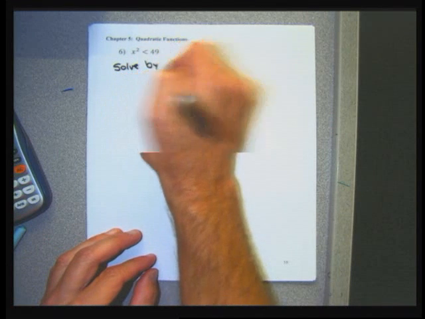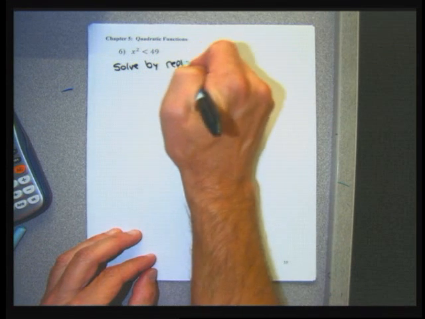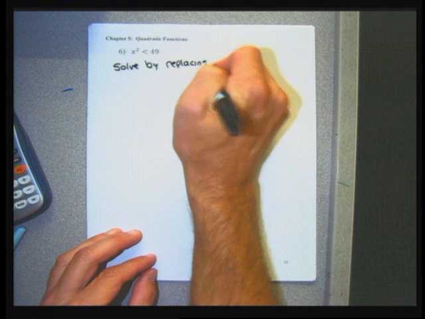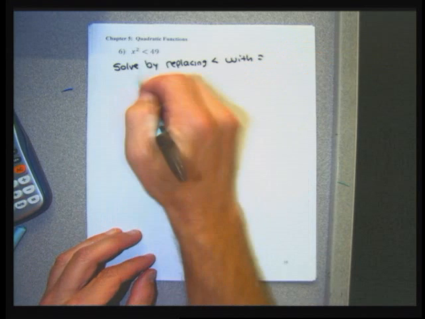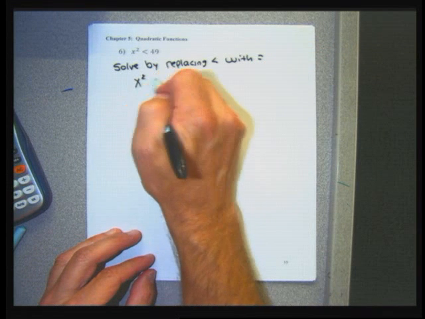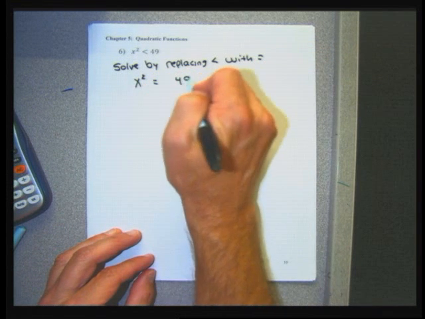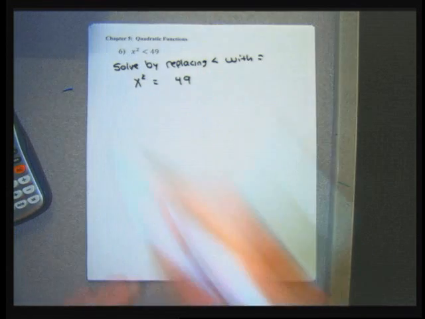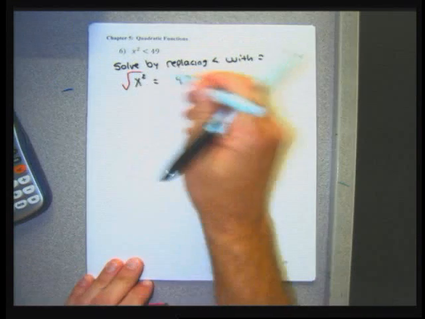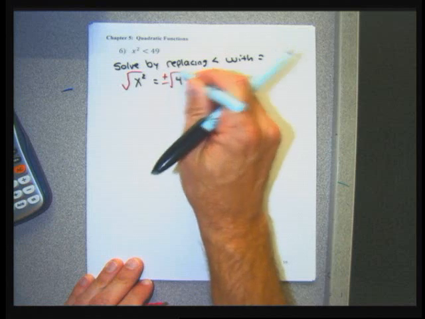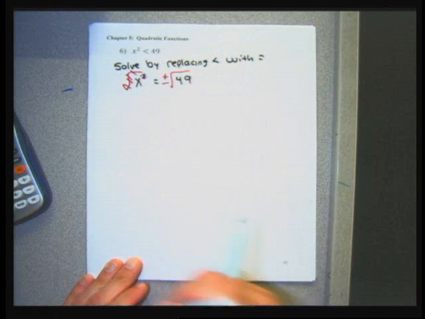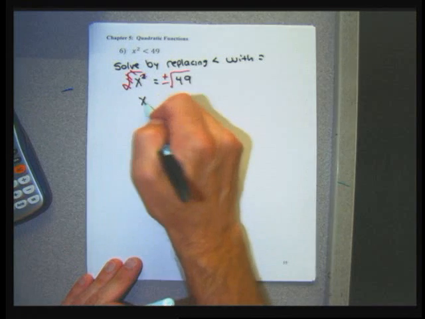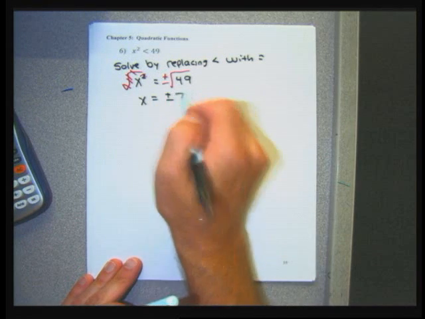Okay, step 1, solve it by replacing the less than with an equal. So I'm going to go x squared equals 49, and then I'm going to go square root, plus or minus square root. On the left side, square rooting cancels out a square, leaves me the x. On the right side, I get plus or minus 7.